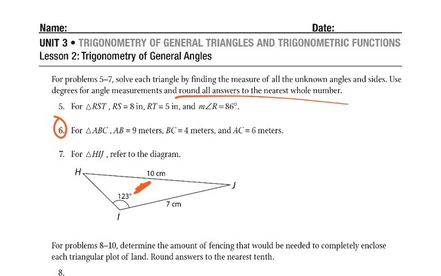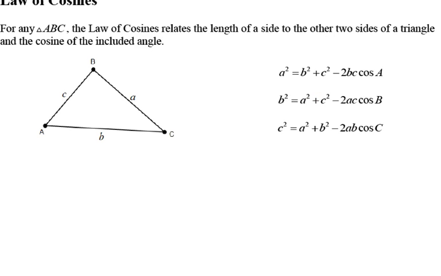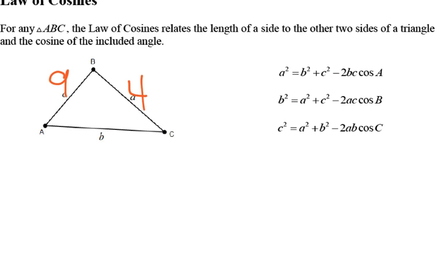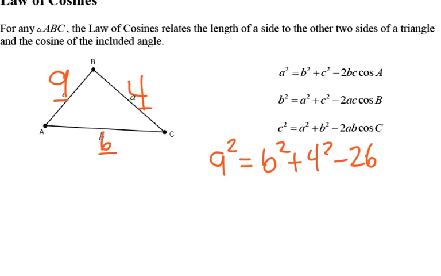So I've got ABC. AB is 9, BC is 4, and AC is 6. So once again, we're going to have to find an angle. Now, does it matter which angle we do? No, it's just that whatever angle you choose to do, the side opposite the angle is the one that is opposite. So then I'd write it like this.